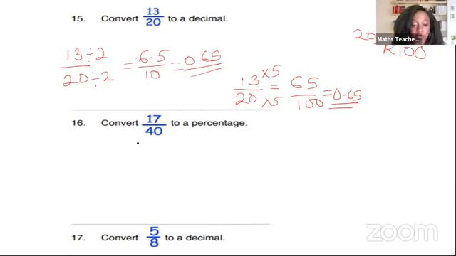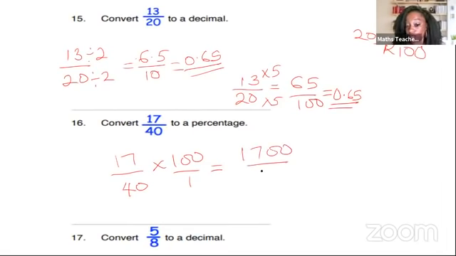The other one says convert 17 over 40 to a percentage. Remember, whatever you want to do to a percentage, just multiply it by 100 over 1. Now, not every child will be able to work with big numbers, but let's try and do this first. So this becomes 1700 over 40%, but they can't leave their answer like that. They've got to simplify it.